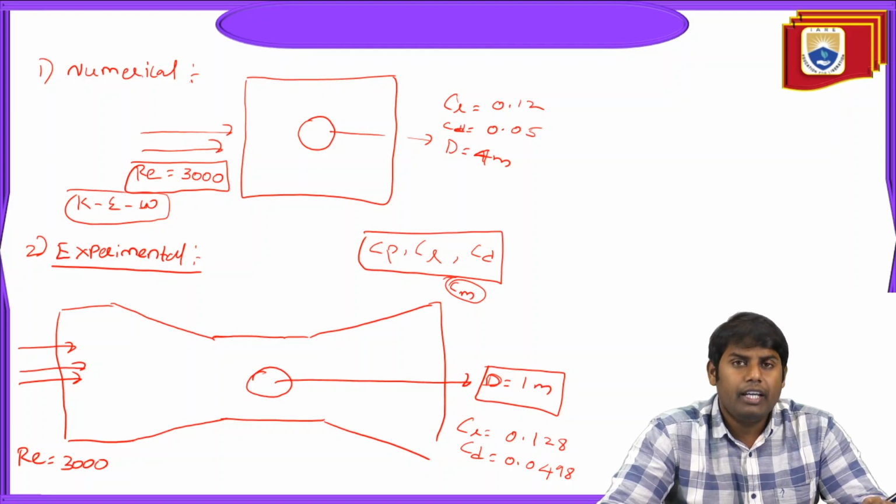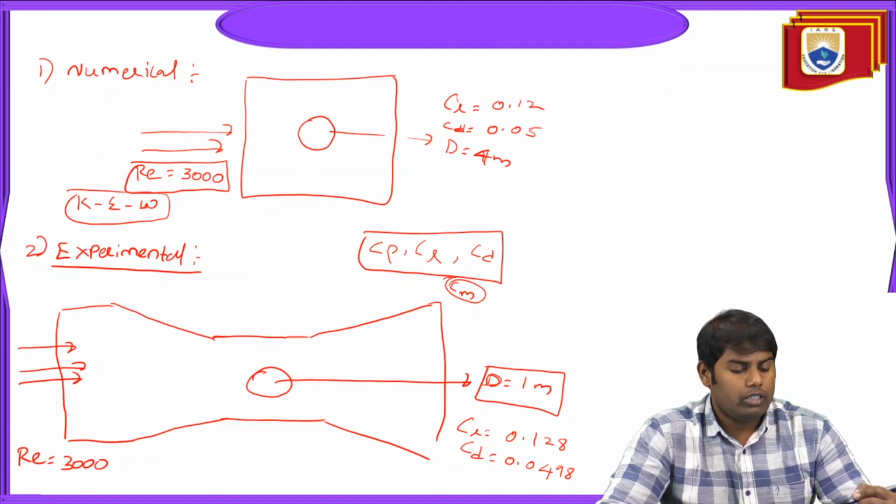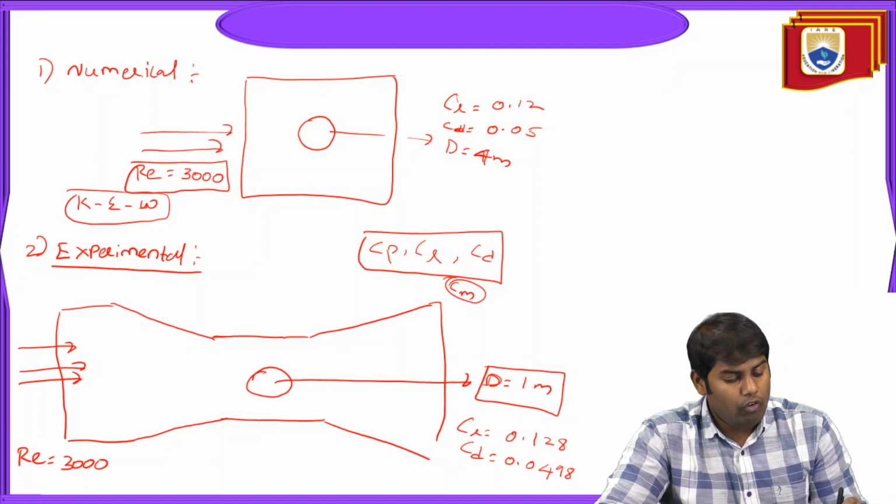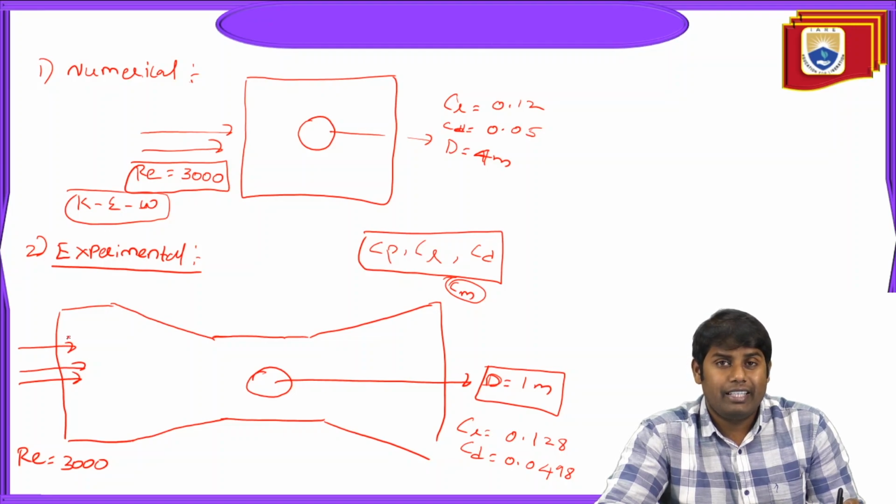Now, in the experimental cases, what happens? The turbulence level is basically set by the intensity of turbulence that is controlled at the inlet. Here you will have the honeycomb mesh.